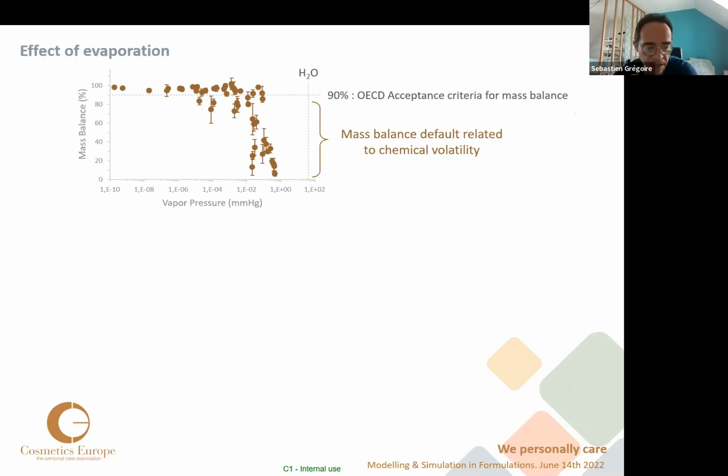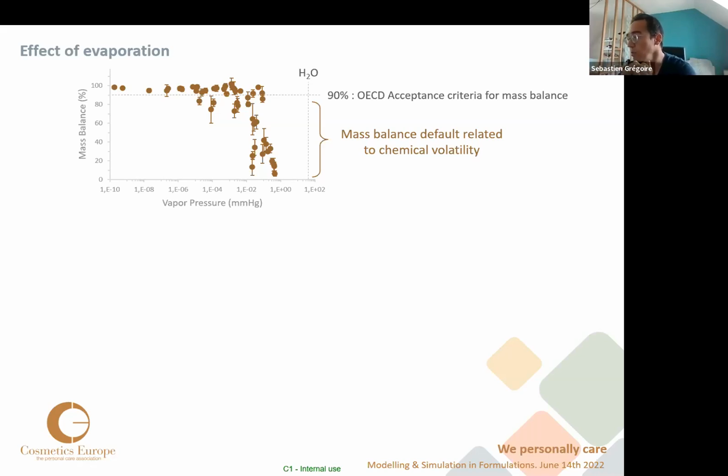The first thing is the effect of the evaporation. Here, the graph reports the mass balance. I just remind that the mass balance is the sum of the amount of chemical found in the different skin layers normalized to the theoretical amount, to the applied amount. And if everything is fine, normally the mass balance should be at 100%. You should not lose chemical whatsoever.